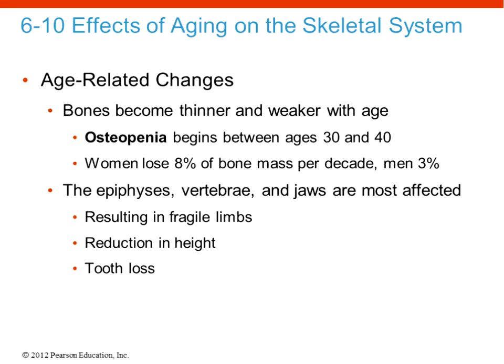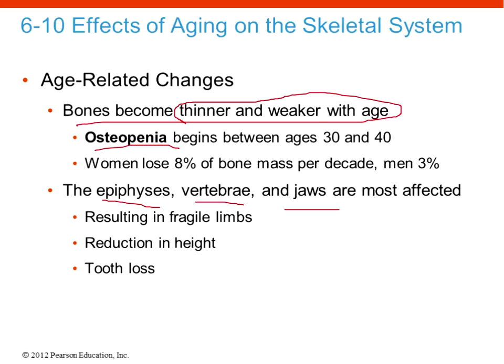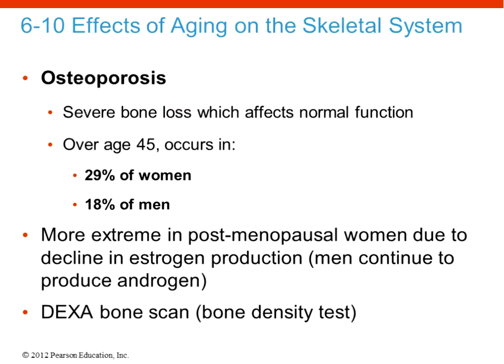So what happens as we age? Well, as we get older, typically our bones become thinner and weaker. Osteopenia is the first step in this progression that could potentially lead to what's called osteoporosis, which is severe bone loss. The epiphyses, vertebrae, and jaws are typically most affected by weakening bones. Again, a lot of it has to do with the lack of hormones. As a result, we have fragile limbs, reduction in height, and tooth loss could also occur.